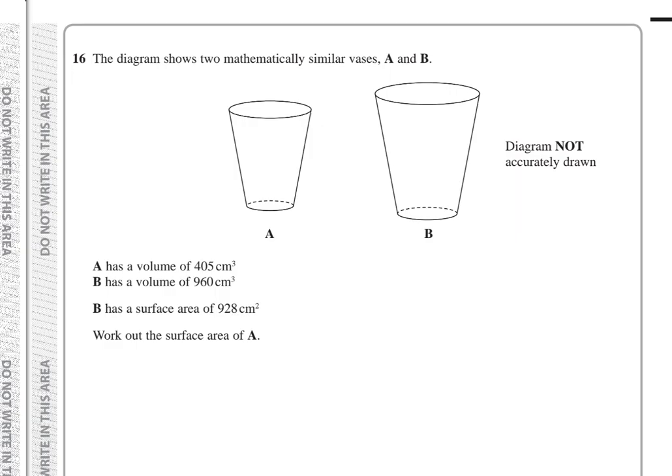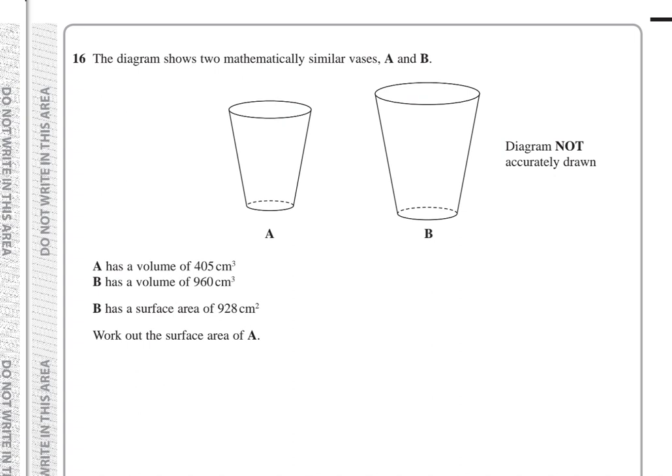Number 16. The diagram shows two mathematically similar vases, A and B. A has a volume of 405 centimeters cubed. B has a volume of 960 centimeters cubed. B has a surface area of 928 centimeters squared. Work out the surface area of A.